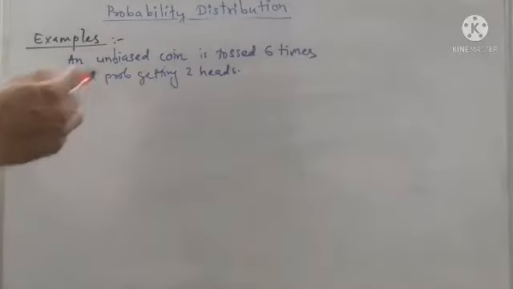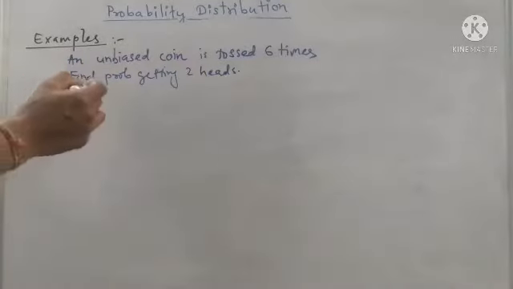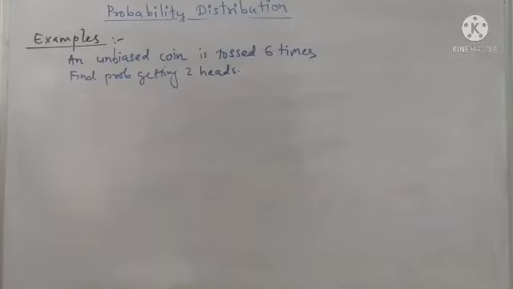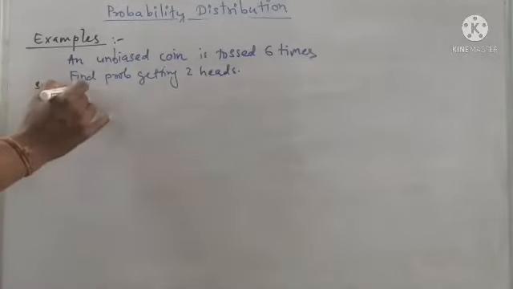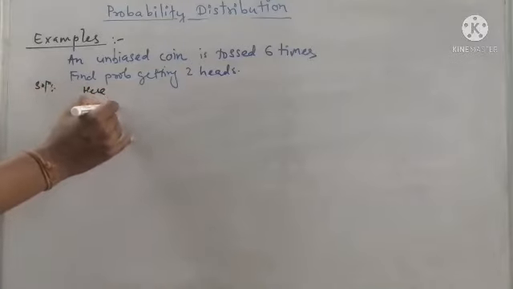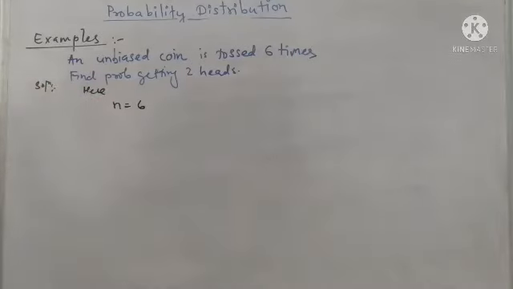An unbiased coin is tossed 6 times. Find the probability of getting 2 heads. Now in the solution, as we understand, the number of trials is 6. That means a coin is tossed, and the tossing is repeated 6 times. As you understand here, n is equal to 6.